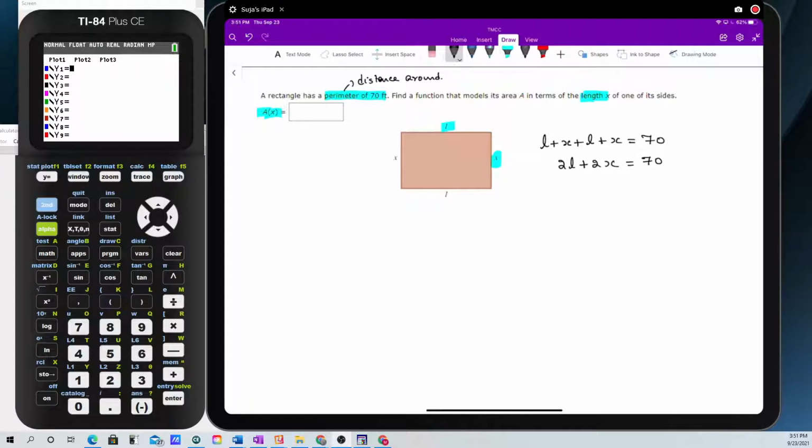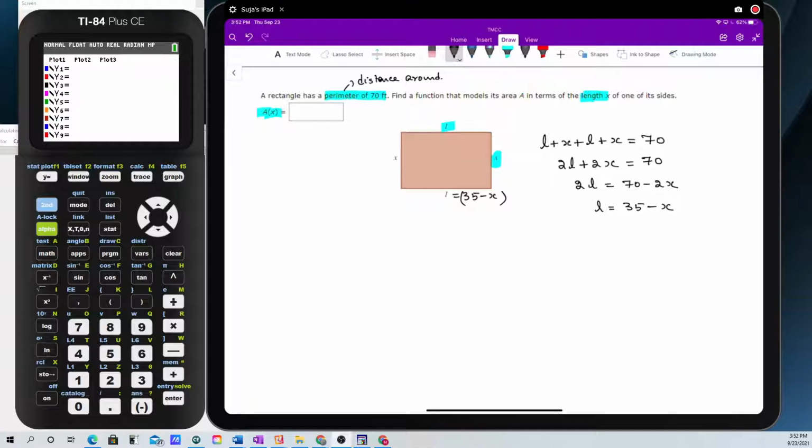So from here, since I want my answer in terms of X, I'm going to write L in terms of X. 2L equals 70 minus 2X. Divide both sides by 2. I have L equals 35 minus X. So this is my length in terms of X. L equals 35 minus X. With this information, I need to finish my problem.